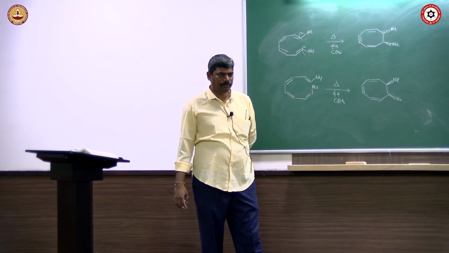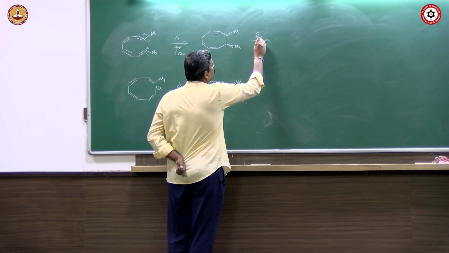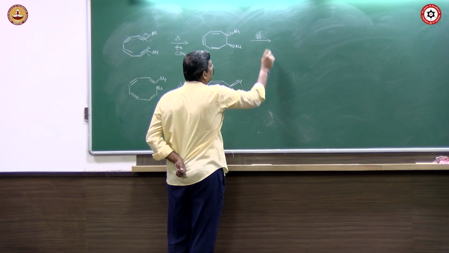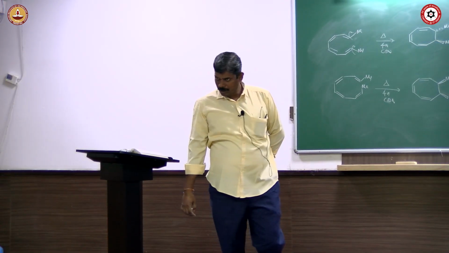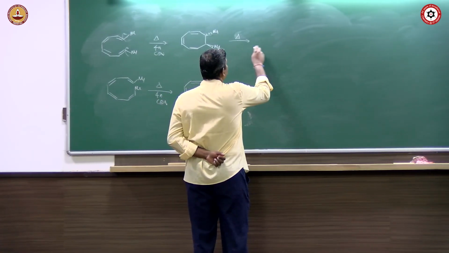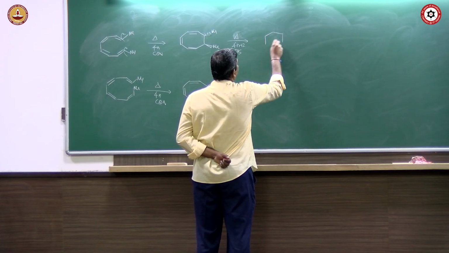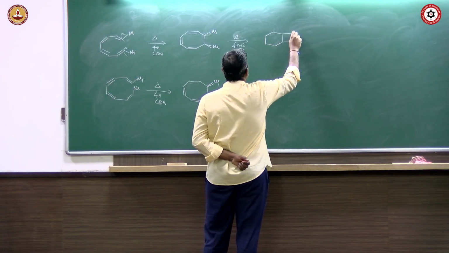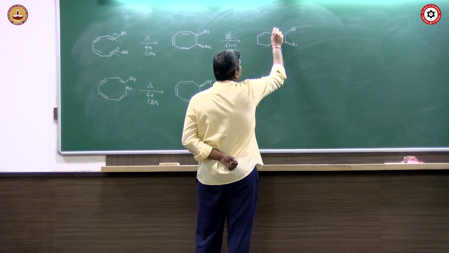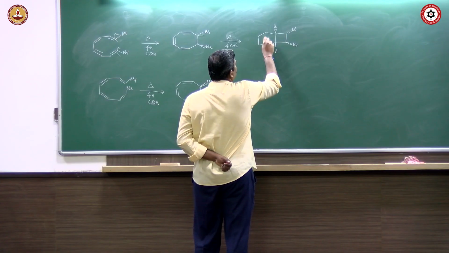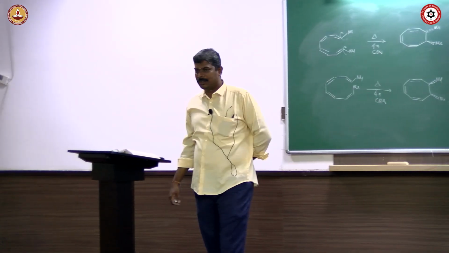This is an interesting example. So now what happens if I further heat this? You can have 4n plus 2 disrotation, right? 4n plus 2 disrotation. I can have a cis ring with the ring junction being cis. Okay, we can further do this.